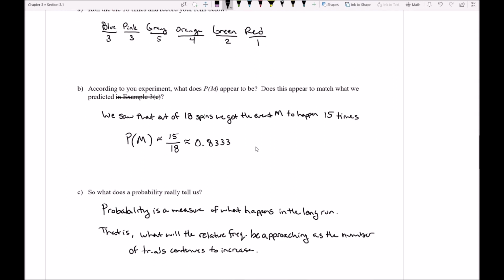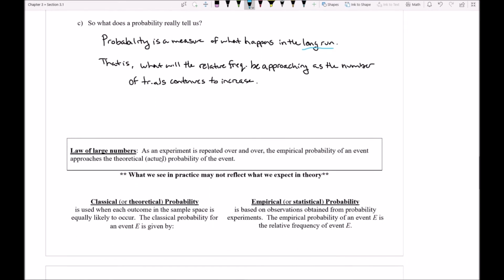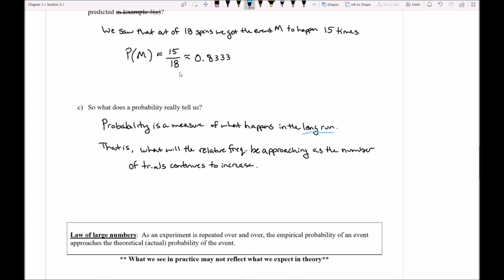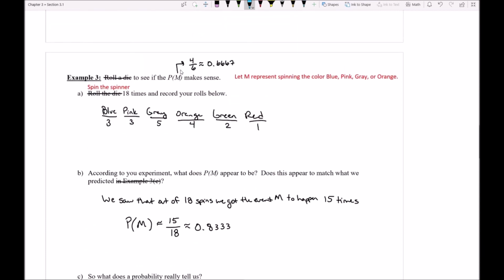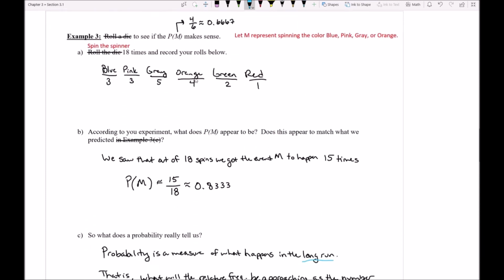So probability is a measure of what will happen in the long run. And this is why at the bottom of the page here, you'll see I have listed in this box what we call the law of large numbers. That as an experiment is repeated over and over many, many times, what we call the empirical probability, which is what we're seeing in the moment, will actually begin to approach the theoretical probability, which is what we would have calculated back at the beginning.